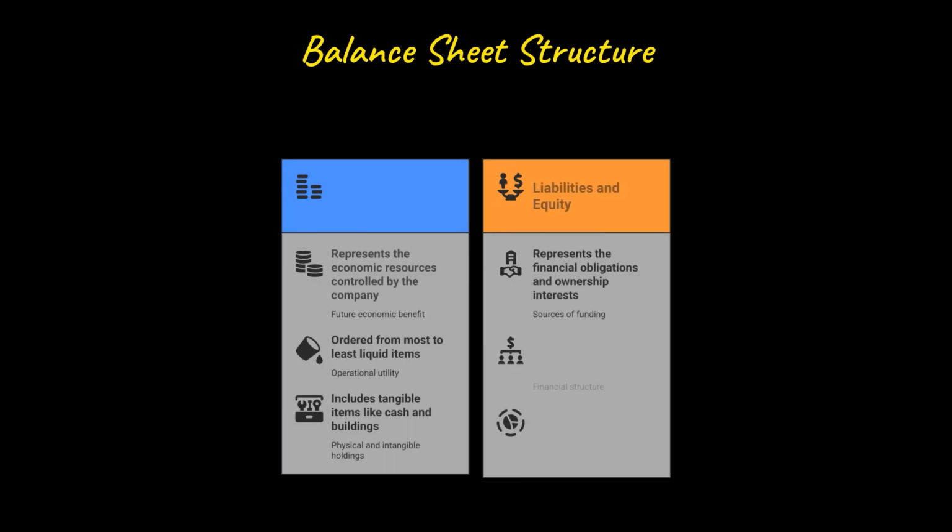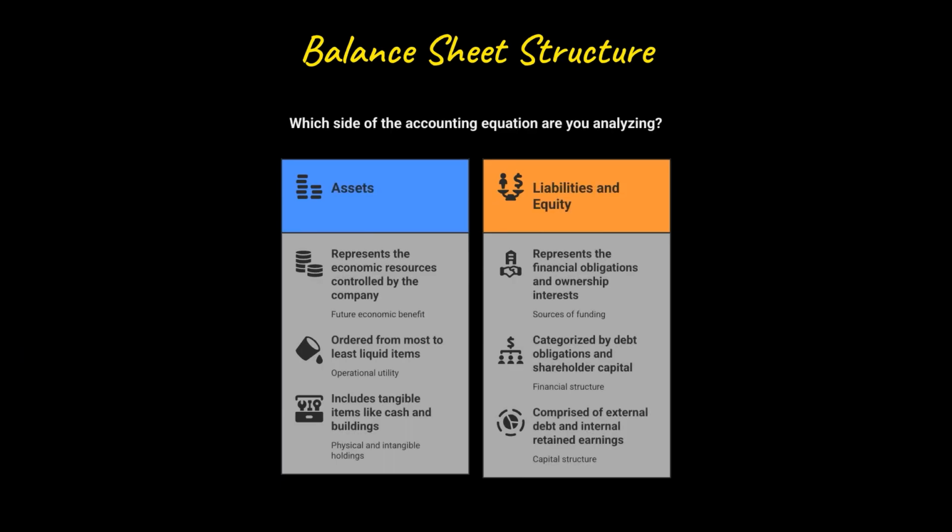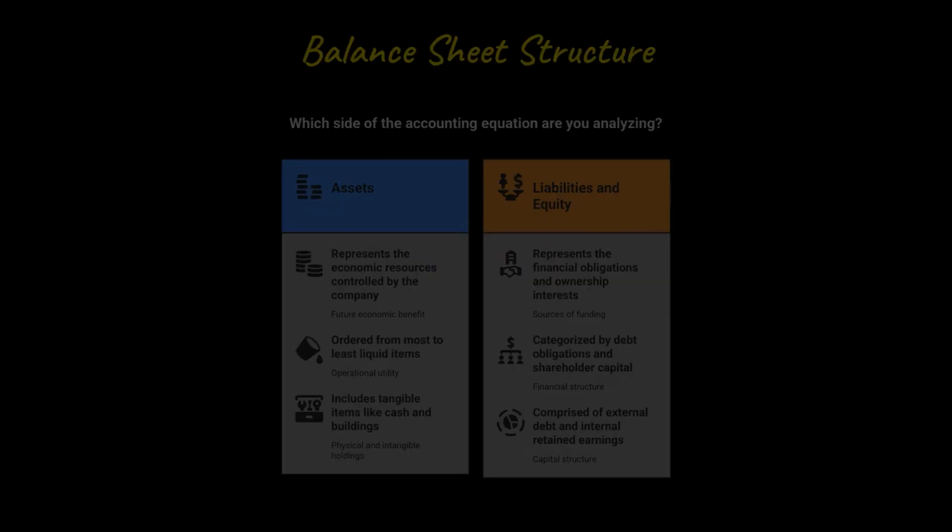Mechanically, assets occupy one side, organized from most liquid to least, starting with cash and working down through receivables, inventory, and long-term assets. On the other side, liabilities are ordered by when they come due, followed by equity, which captures retained earnings and paid-in capital. Every dollar of assets was funded by either a liability or an equity source, so the 2 sides always balance.